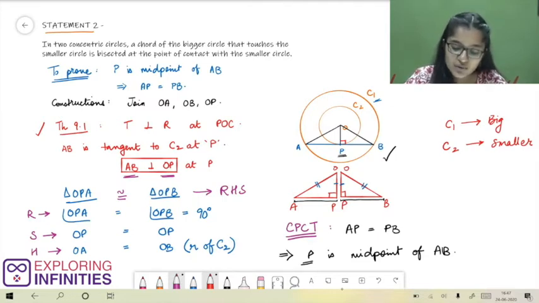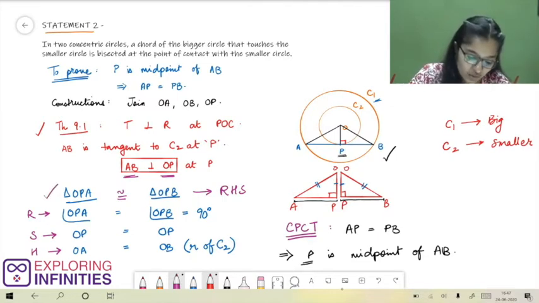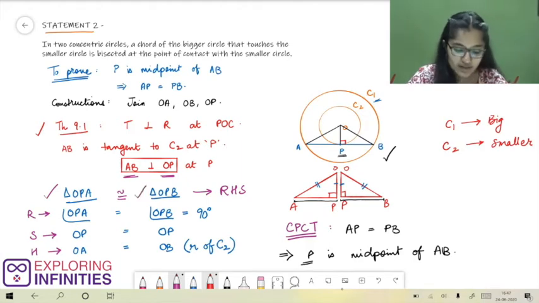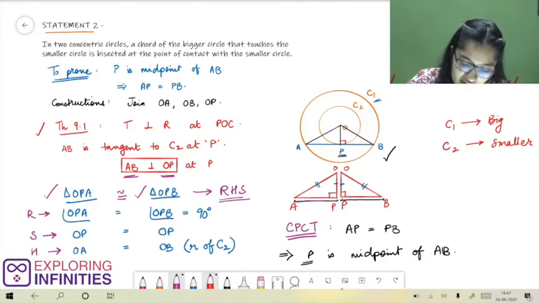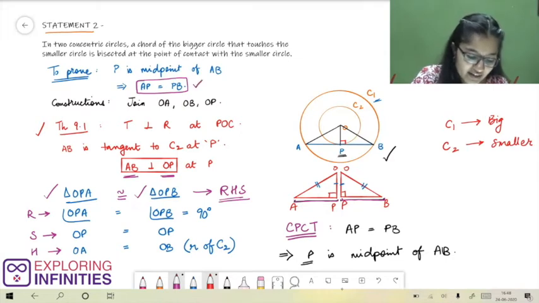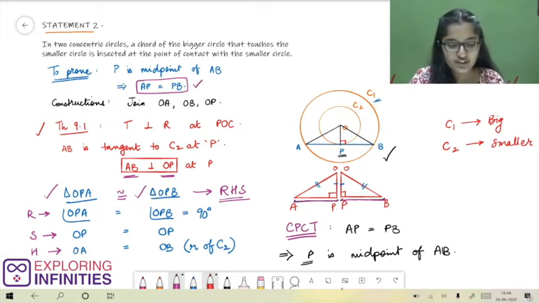So that gives us two right angled triangles, triangle OPA and triangle OPB. Using the RHS congruency theorem, we were able to prove that triangle OPA is congruent to triangle OPB. We know that in congruent triangles, corresponding parts are equal. So using this, we have concluded that line segment AP is equal to line segment PB. What are we supposed to prove? That AP is equal to PB, and we have proved it. Hence, P is the midpoint of AB.